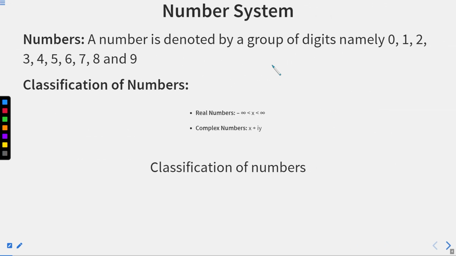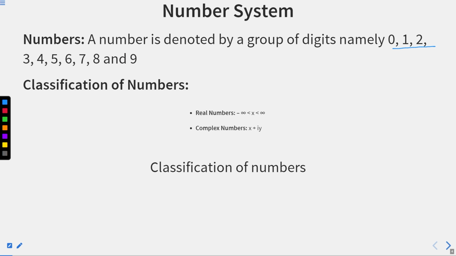So let's get started. So, what are numbers? In everyday life, we come across numbers. Whenever we are talking about quantity, suppose 2 apples, 3 apples, we always use numbers. So, a number is a group denoted by digits, namely 0, 1, 2, 3, 4, 5, 6, 7, 8, 9. These are the most basic digits we have in mathematics, and the rest of the numbers that we see or speak or study are made using these digits only.